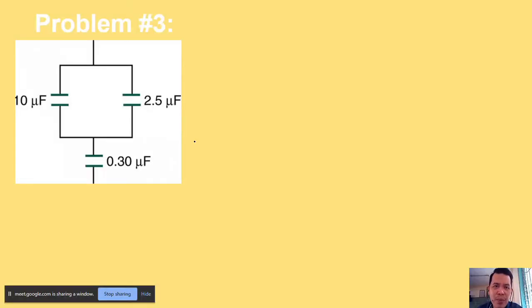Let's start with this problem. Problem number 3. All we have to do here is to determine the net capacitance, or the total capacitance, or the equivalent capacitance of that network. So for you to be able to get the net capacitance of the given network, we have to start our analysis from the end.